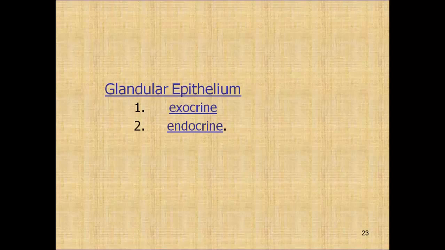An endocrine gland secretes its substances directly into the bloodstream. The pancreas is an example of both an exocrine and endocrine gland. The endocrine functions of the pancreas are the secretion of glucagon and insulin into the bloodstream. The exocrine functions are the production and secretion of digestive enzymes into the small intestines.